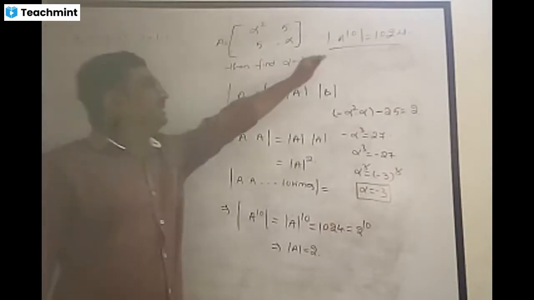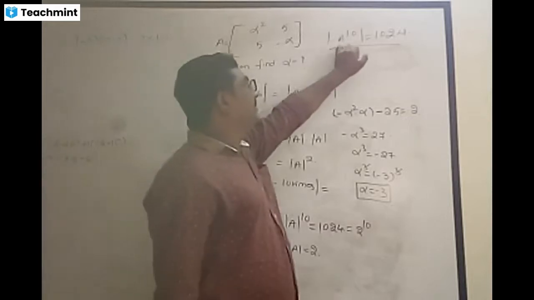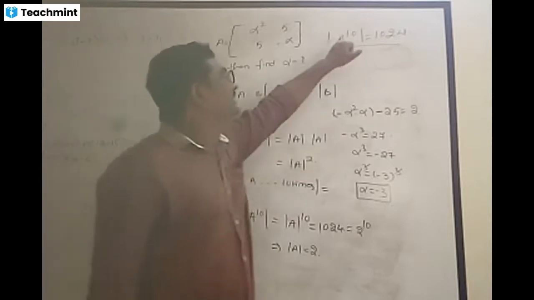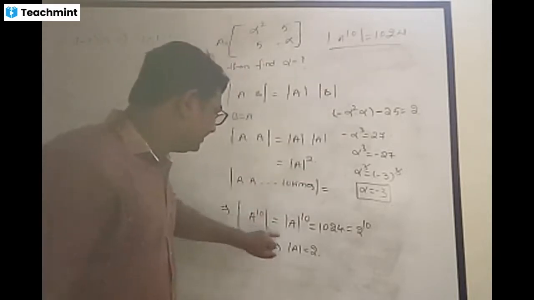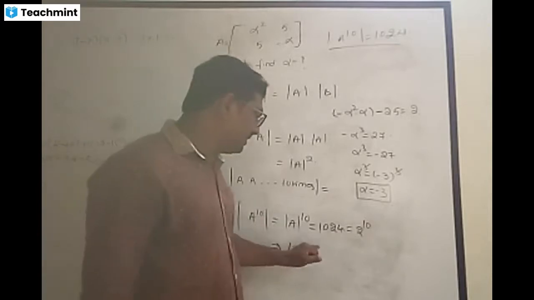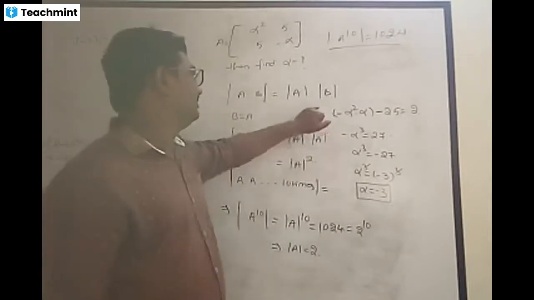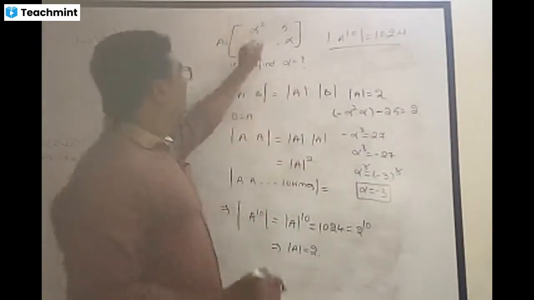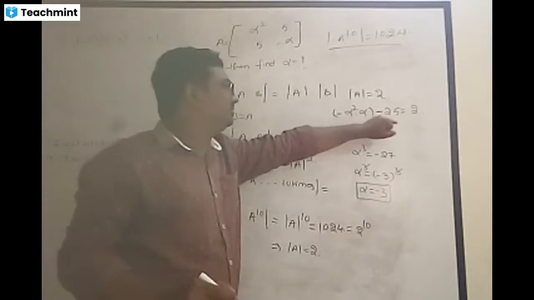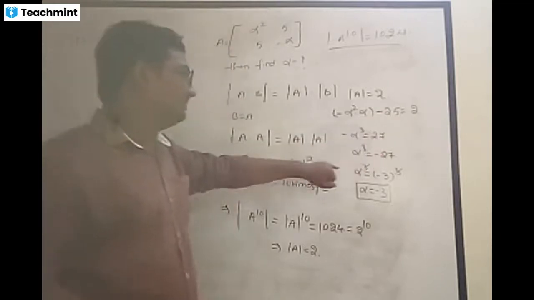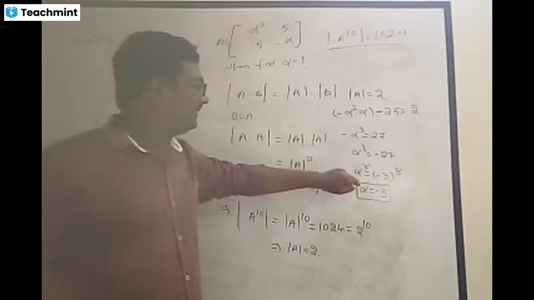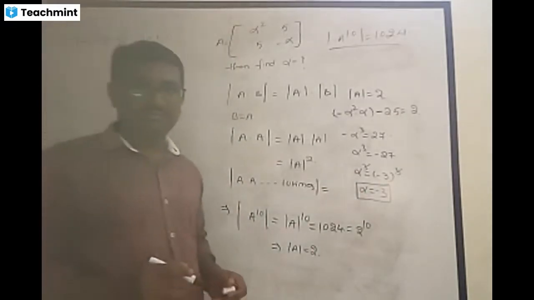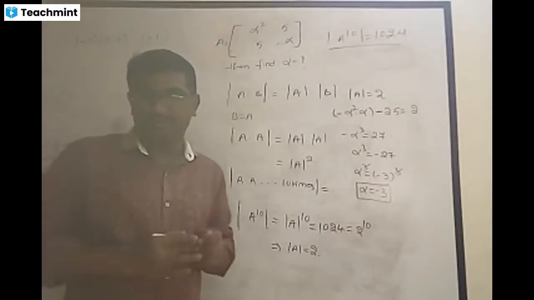Finding alpha from the given data: A power 10 has determinant det A whole power 10, which is 1024, and I can write 2 power 10. So det A equals 2. Equating alpha square into minus alpha minus 25 equals 2, minus alpha cube equals 27, alpha cube equals minus 27, alpha equals minus 3. Understand? That is the problem.